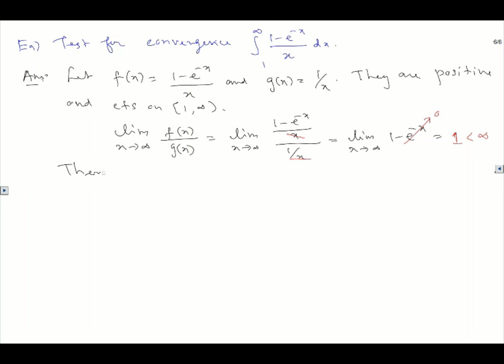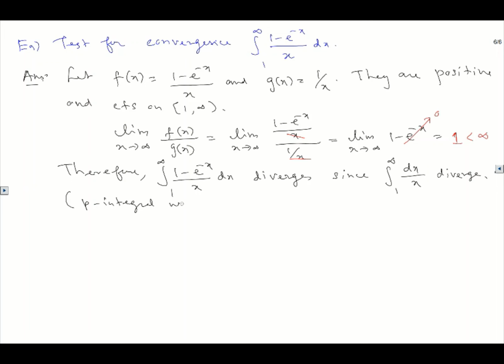So therefore, the integral from 1 to infinity of (1 minus e to the minus x) over x dx diverges, since the integral from 1 to infinity of dx over x diverges. Why? As a p integral with p equal to 1, which is less than or equal to 1.